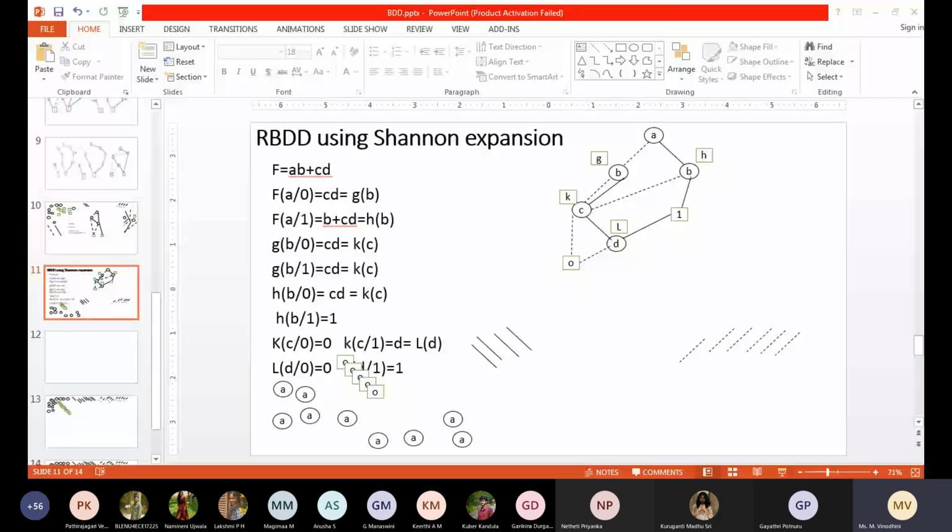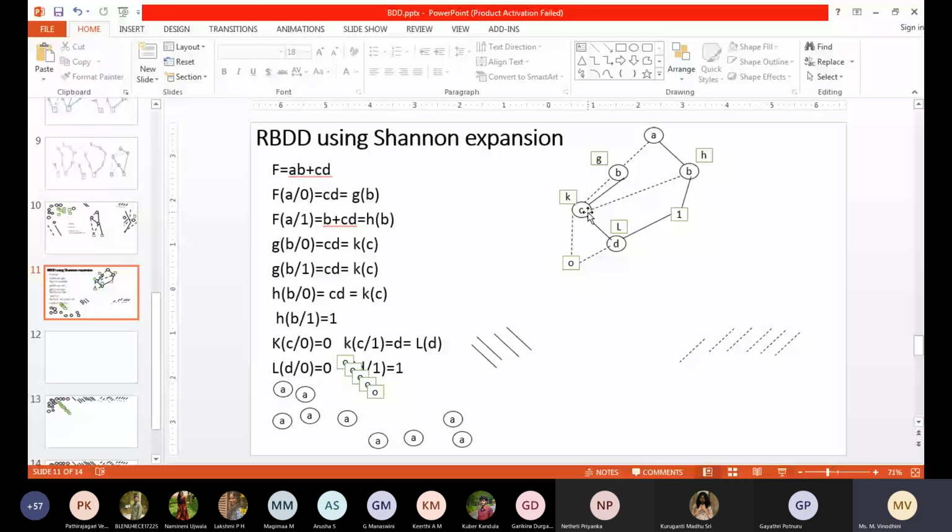As per this expression, whatever we did yesterday, I started from A, and for A we have two options, 0 and 1. When it is 0, it is going to G of B. When it is 1, it is going to H of B. And G of B, when it is 0, it is going to K of C. When it is 1, it is going to K of C. And H of B, when it is 0, it is going to K of C. When it is 1, it is going to 1.